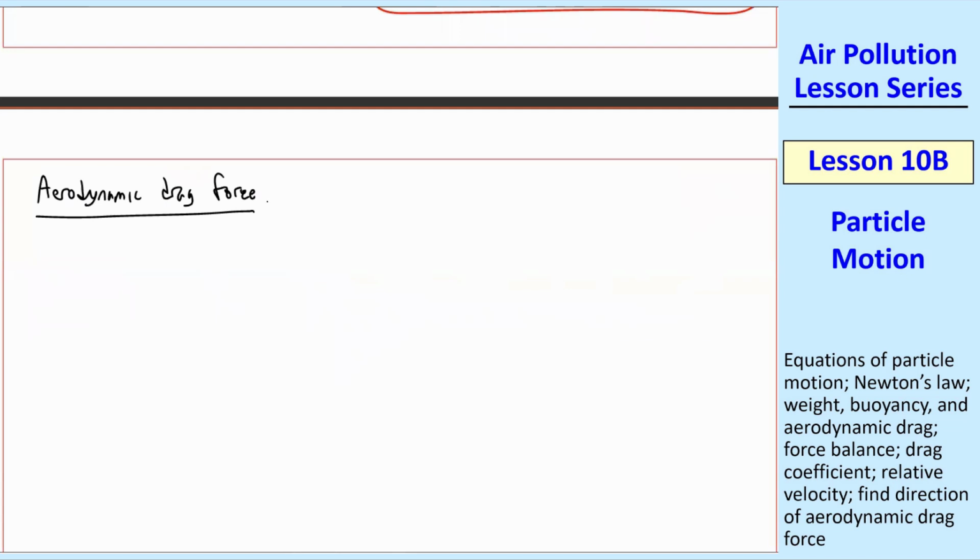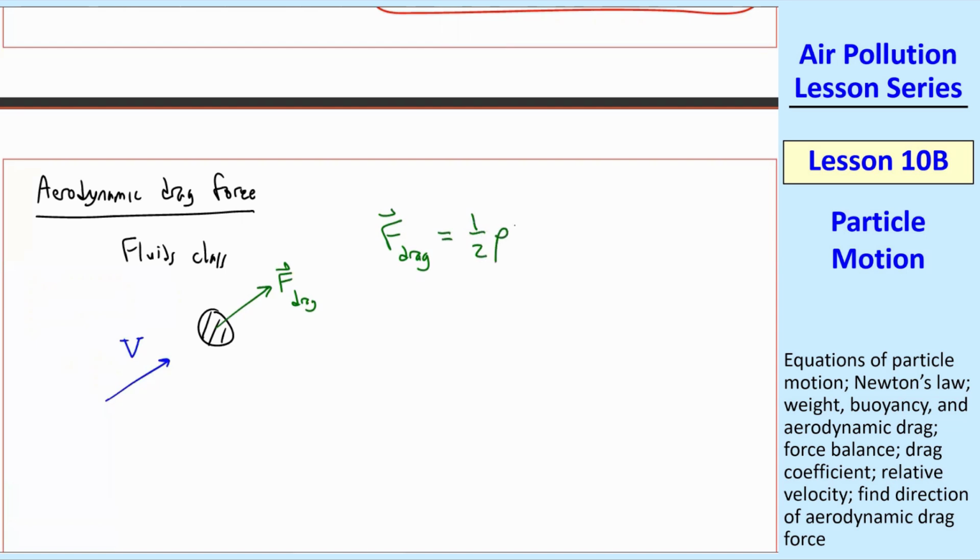Now, what's the equation for aerodynamic drag force? In fluids class, we had some velocity v impinging on some particle or some object in general. And we know that if this particle is stationary, the drag would be in this direction. So vector F drag from fluids class was 1/2 rho v squared CD A, where CD is the drag coefficient and A is the projected frontal area.